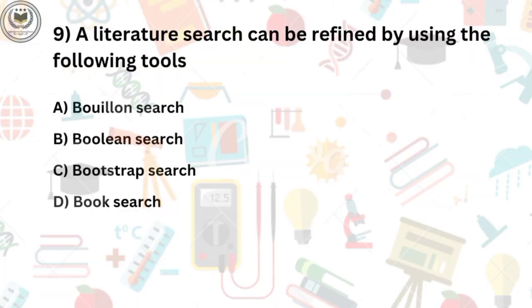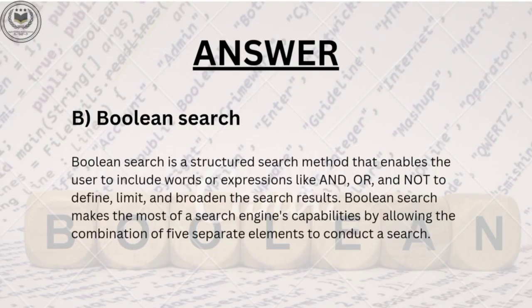Ninth question is, a literature search can be refined by using the following tools. Option A Boolean search, option B Boolean search, option C bootstrap search and option D book search. The answer of the ninth question is option B Boolean search.